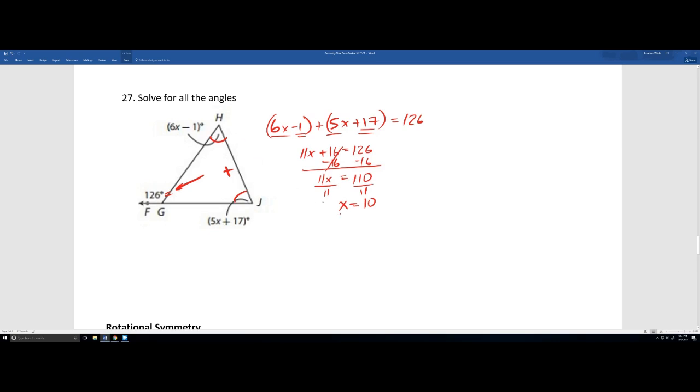So that means we actually have to plug in 10 to get all our values. So that's really going to be 6 times 10 minus 1, which is 59 degrees. Okay. And then 5 times 10 plus 17 is 50 plus 17, which is 67 degrees. And you could always double check, add those two together, and they should add up to 126. If not, something's wrong.